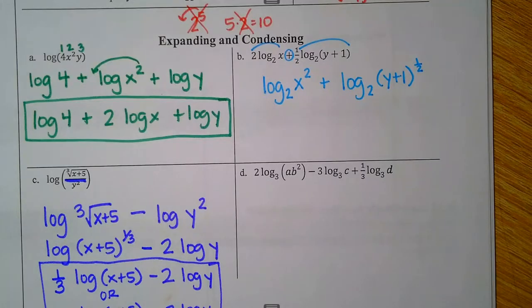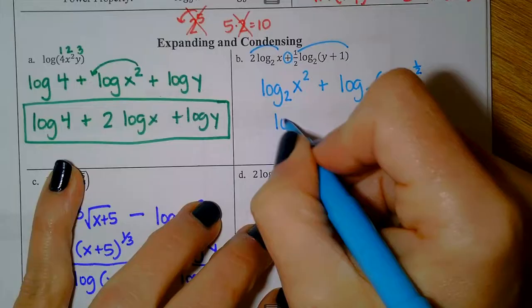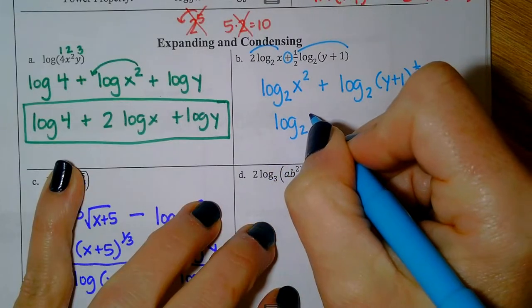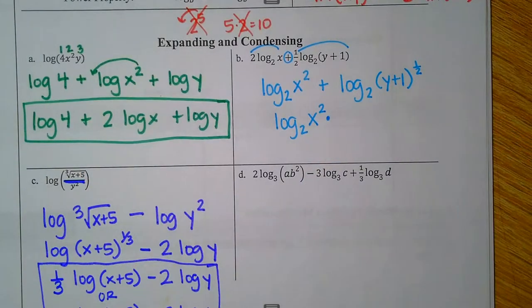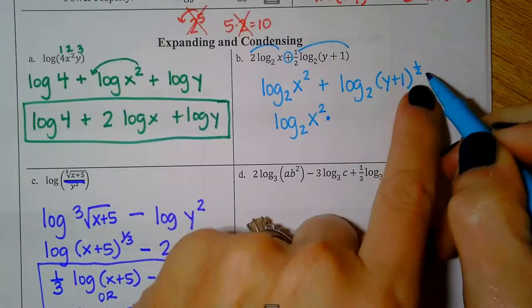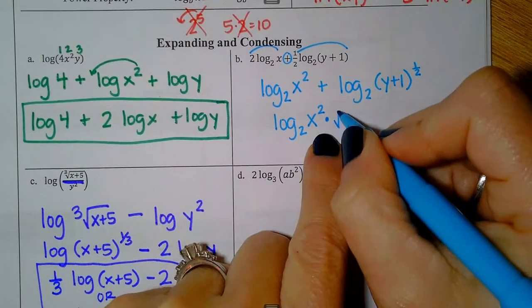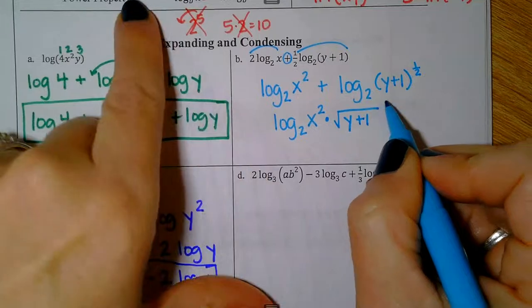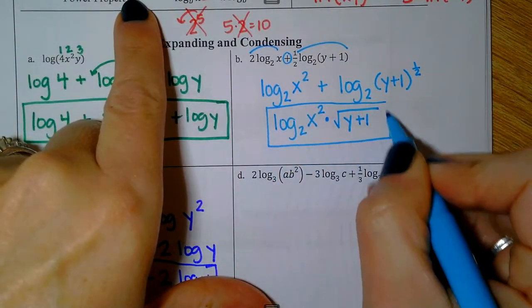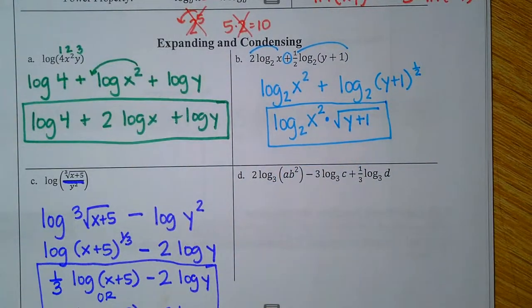And then since it's plus, that means I'm going to times. So log base 2 of x squared times... Now, 1/2 is the same as the square root of y plus 1. So you can just leave it like that. Or you could do parentheses y plus 1 to the half.